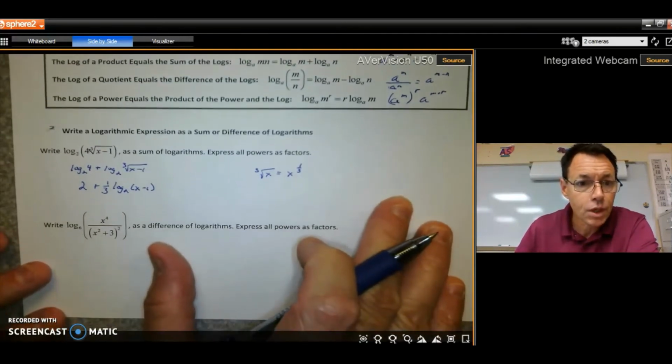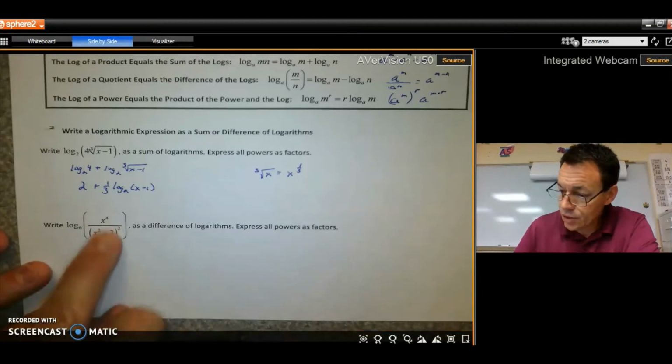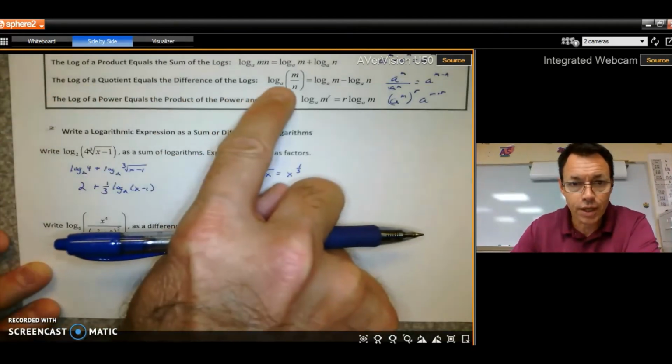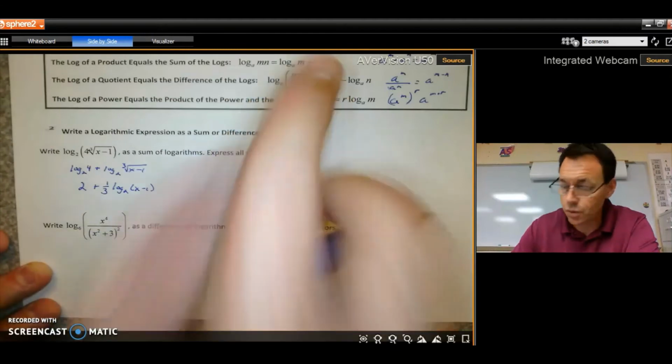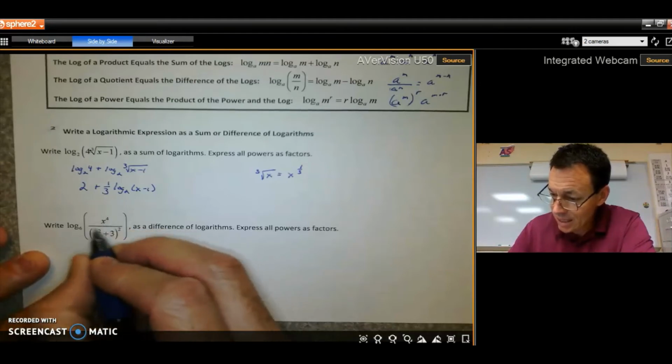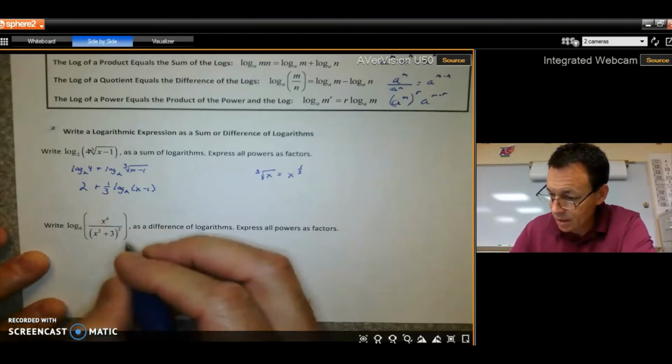Okay? Look at the next one. The next one is a division problem. So we're going to be using this rule: the log of a quotient. We're given a fraction, and we're going to split it into 2 logs. So I've got two things. This is the thing on top, and this is the thing on the bottom.